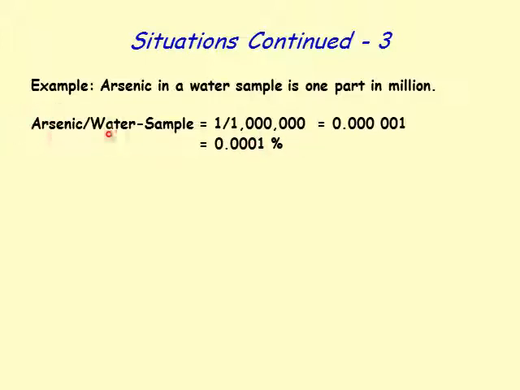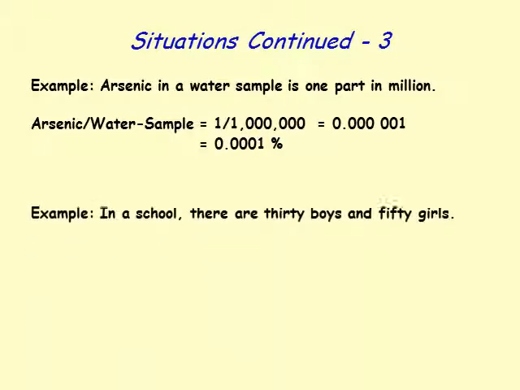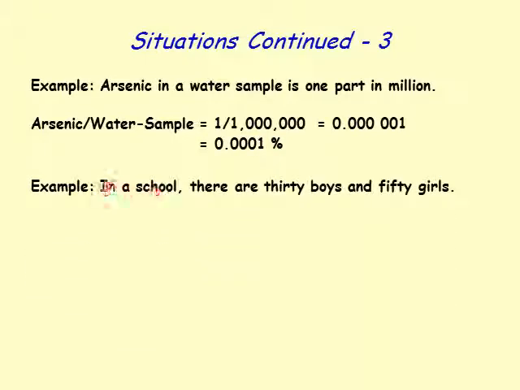So arsenic in a water sample is a concentration of 0.0001%. Okay? And this 1 part in a million that's used commonly looks a lot more interesting than 0.0001%. Okay, let's continue. Example: in a school there are 30 boys and 50 girls.